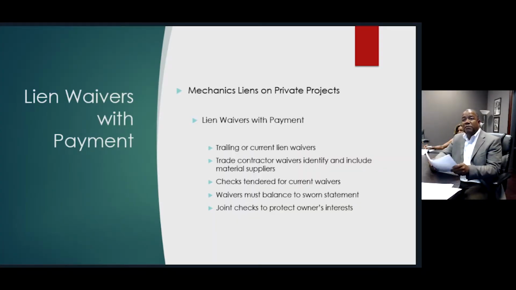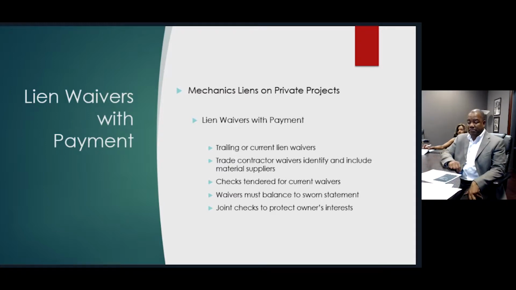Let's talk a little bit about lien waivers with payment. There are two different types of lien waivers that I wanted to make sure that we are on the same page with: trailing and current lien waivers. Trailing waivers, you'll find predominantly, matter of fact, not even predominantly, you'll always find those on government projects. A trailing waiver means exactly what it says.